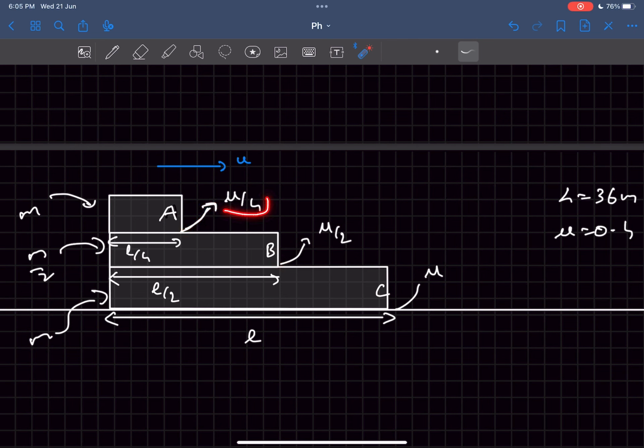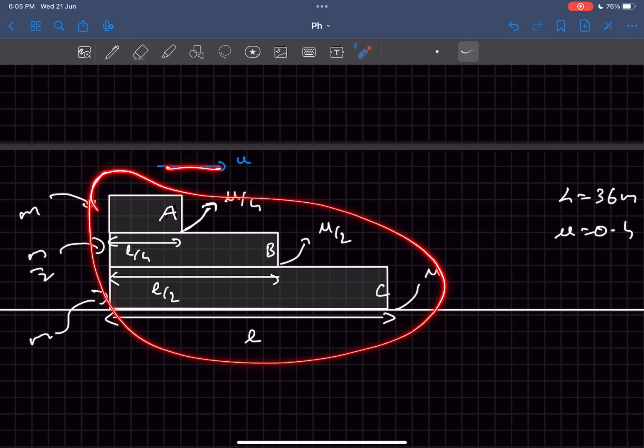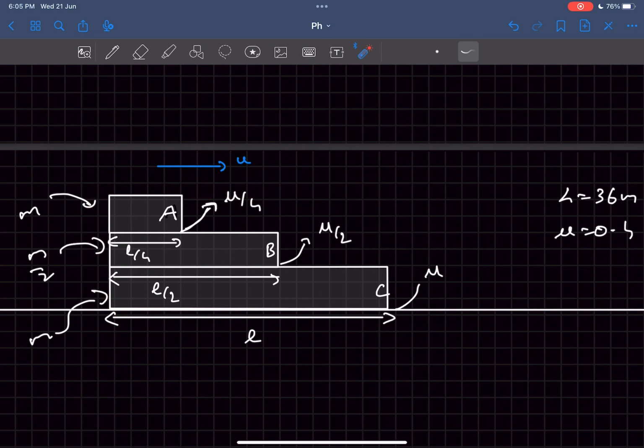As you can see, the coefficient of kinetic friction between block A and B is the least, which means the acceleration of A will be the least and A will move towards the right fastest in this case. So all the three blocks are given the same velocity u towards the right.